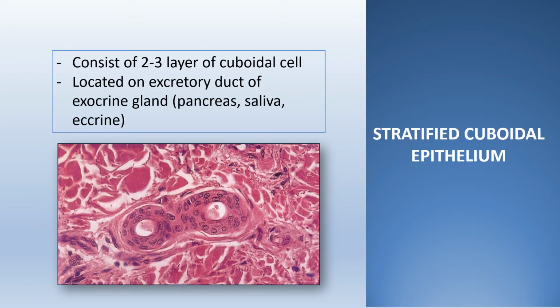Stratified cuboidal epithelium consists of 2 or 3 layers of cuboidal cells. It is located in the excretory ducts of exocrine glands like the pancreas, salivary, and eccrine glands. You can see this consists of 2 or 3 layers of cuboidal cells.